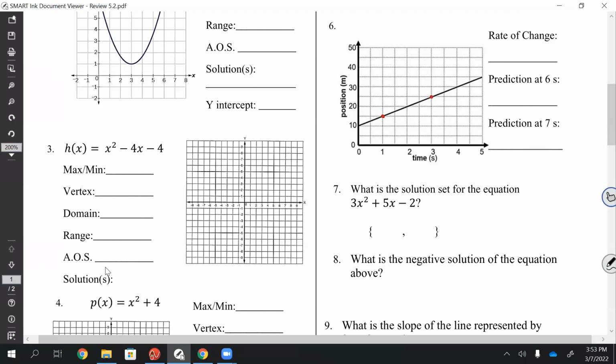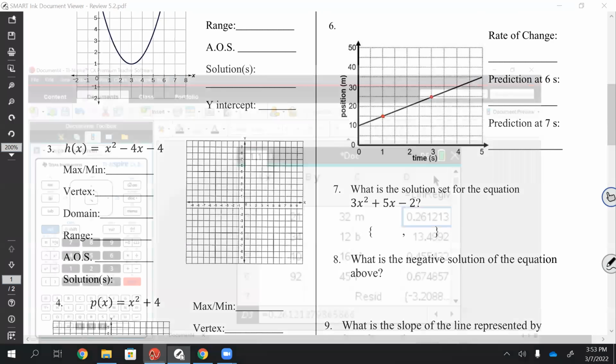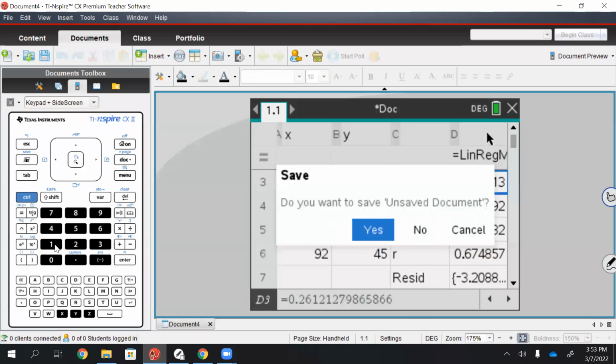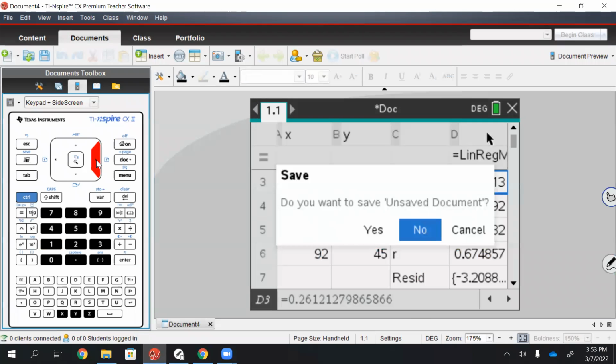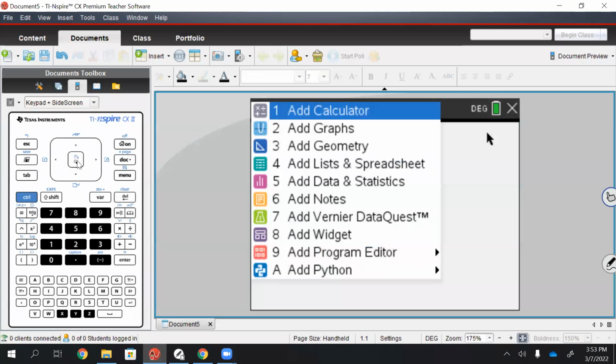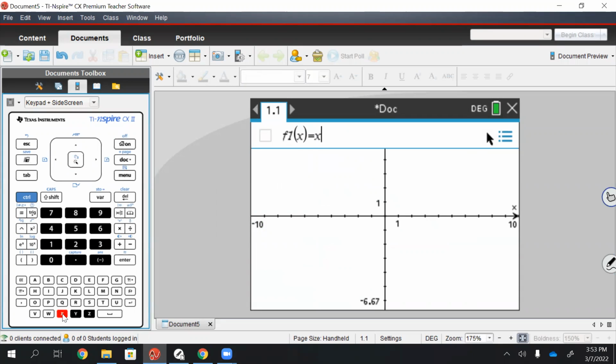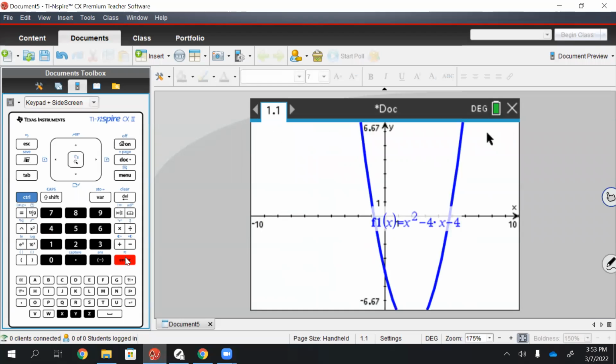So it's x squared minus 4x minus 4. So I'm going to go to my calculator. I'm going to press home, and then I'm going to press 1 for a new document. And I'm going to say I don't want to save. And now I need to graph it. So I'm going to press 2 for graphs, and I'm going to type it in. So we're going to do x, and then I'm going to put the x squared button, which is right next to number 4. x squared minus 4x minus 4, and press enter.